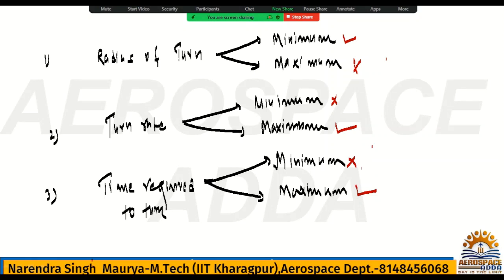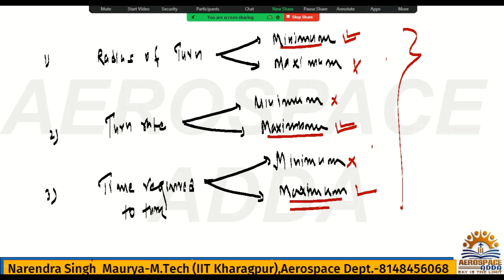Okay, so this is the one theory. It should be very clear. This is the one theory based question. So radius of turn should be minimum. Turn rate should be maximum, and time required to turn should also be maximum.